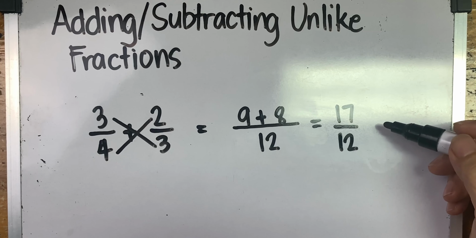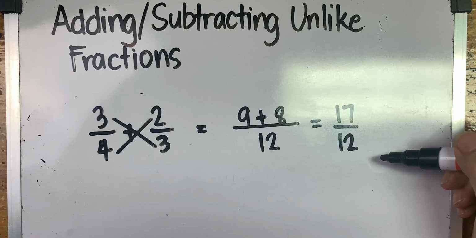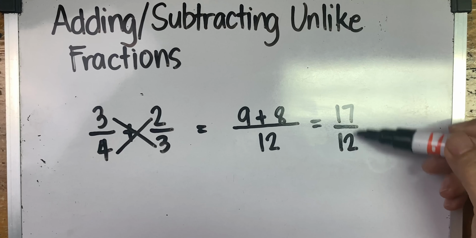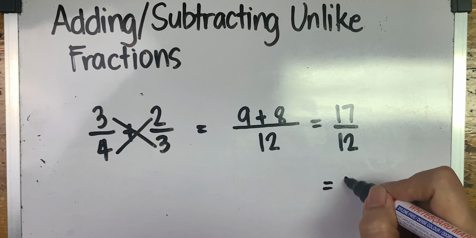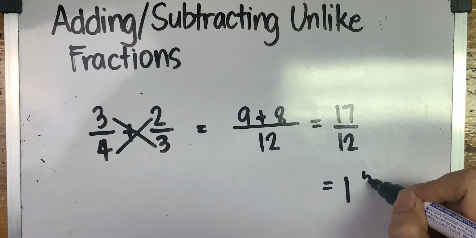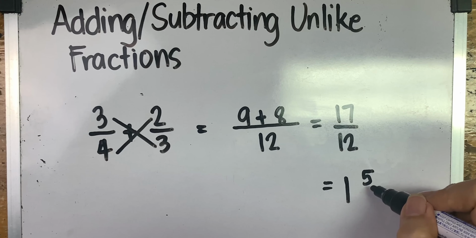Now, mapapansin mo na this is an improper fraction. Gawin natin tong mixed number. Of course, to do that, kailangan divide natin yung 17 by 12. So, 17 divided by 12 gives us 1. And then, whatever is the remainder, yun yung ating fraction. 17 minus 12 is 5 over 12. So, ito yung pinaka-sagot natin.